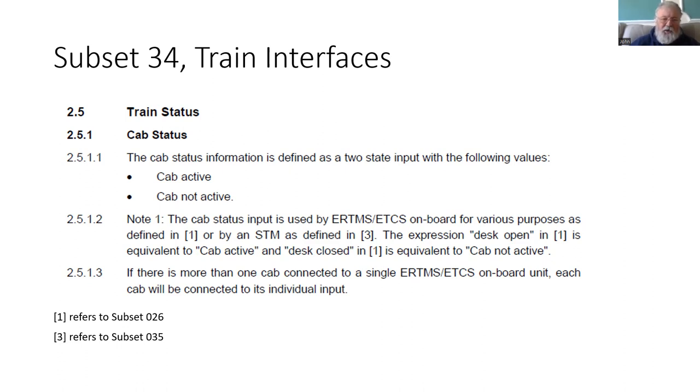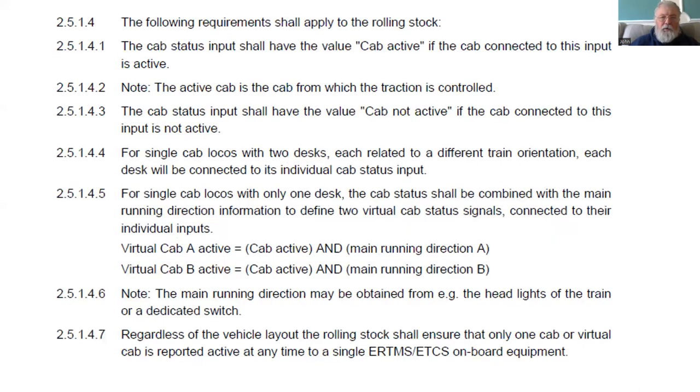And it does say then at the last of the clauses on this slide, if there's more than one cab connected, each cab will have its own individual input. And if we move on in the text, we find there are some other requirements. One of the requirements is that the cab status input has the value cab active if the cab connected is active. And that's the one from which the traction is going to be controlled.